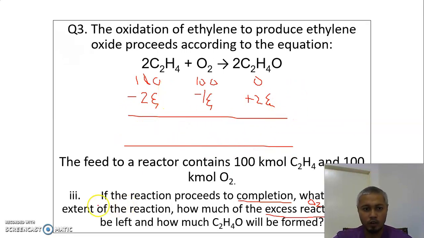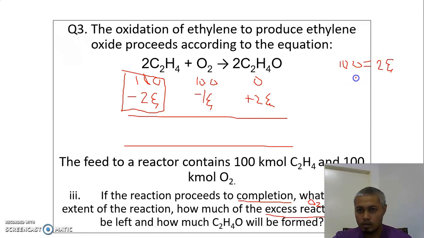Okay, first thing first, how to find the extent of reaction? We need to refer to the reactant that is being consumed completely in the reaction, where in this process we have 100 kilomole of C2H4. Then we know the extent of reaction is 2 epsilon. So 100 over 2, we have 50 here. Okay, the extent of reaction is 50 kilomole.